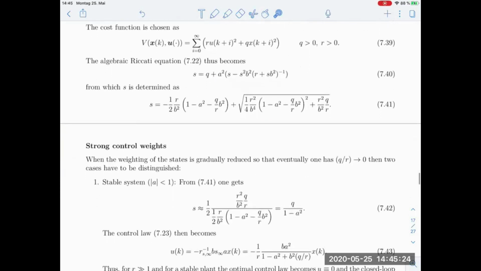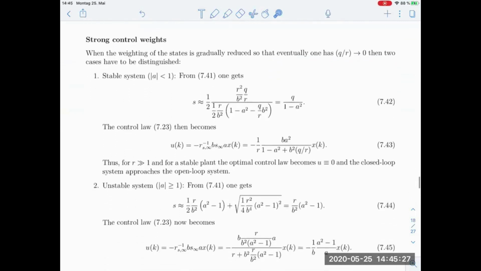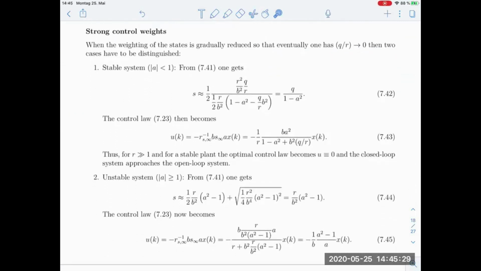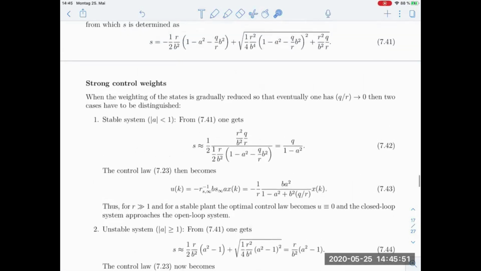For the strong control weights, we said that U terms in the objective are very important, whereas X terms are very unimportant. So essentially, the controller is told to not care about where the state of the system is. Instead, do not use U at all, basically. That's the job that the controller is tasked with. Let's see what that means mathematically. So we take this explicit solution of the Riccati equation for the simple case and let Q over R go to 0, and then we do this limit.